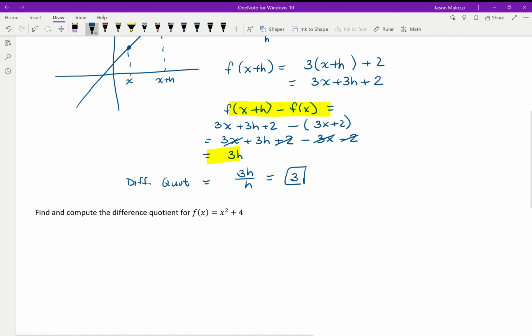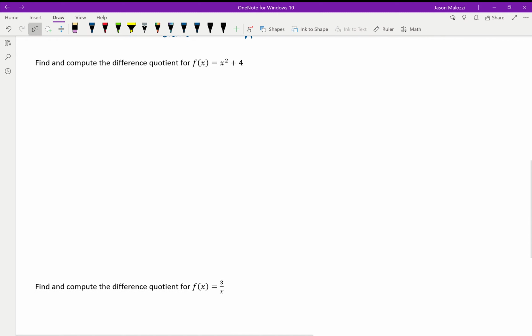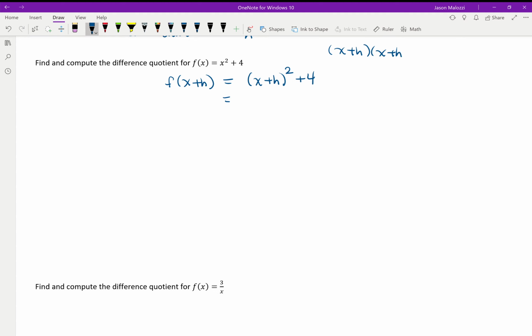Okay, so now let's make this a little bit more complicated, because now we're talking about a parabola. That doesn't always have the same slope. So again, I'm going to find f of x plus h, and that's going to be x plus h squared plus 4. And I am going to take the time to do the algebra. Now remember, this is really FOIL, right? So this is x plus h times x plus h.